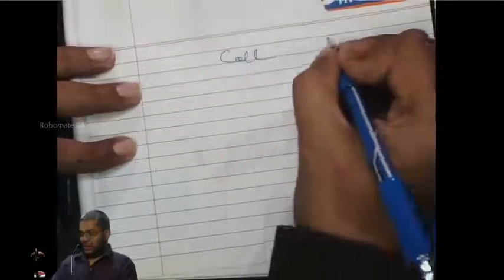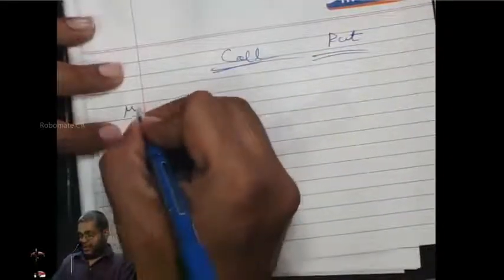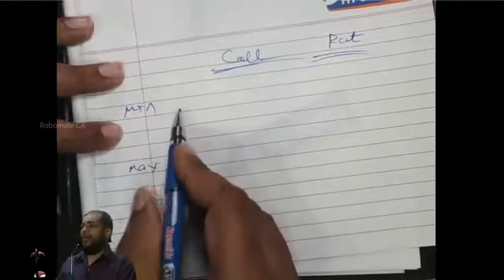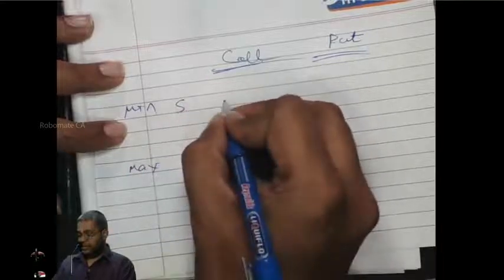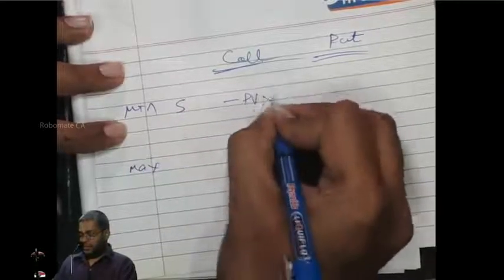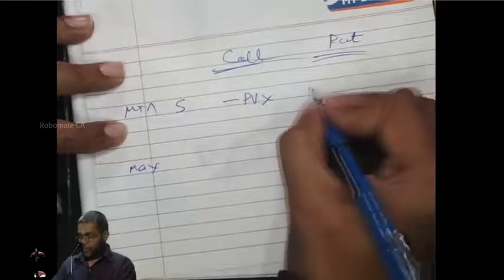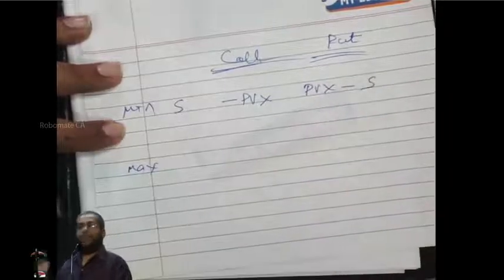We have discussed call and put option, maximum value and minimum value. Remember, tell me, what is the minimum value of a call option? Spot price minus present value of strike price. What is the minimum value of a put option? Present value of strike price minus spot price.